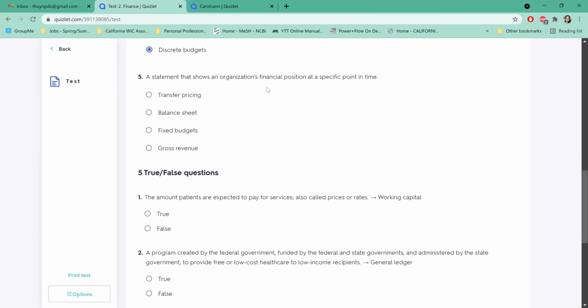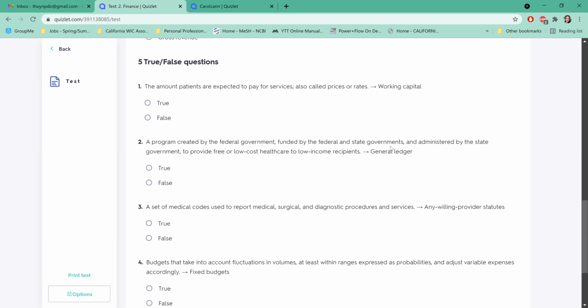And last multiple choice: a statement that shows an organization's financial position at a specific point in time. Would that be transfer pricing, a balance sheet, fixed budgets, or gross revenue? So A for transfer pricing, B balance sheet, C fixed budgets, or D gross revenue. Do I see B as in Bravo, Sherry? B, Bravo. Awesome.